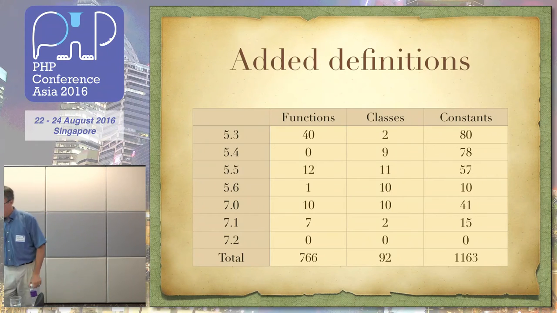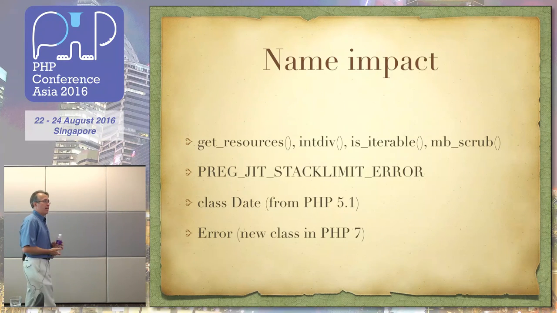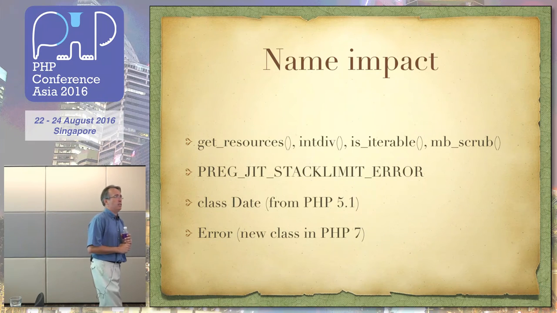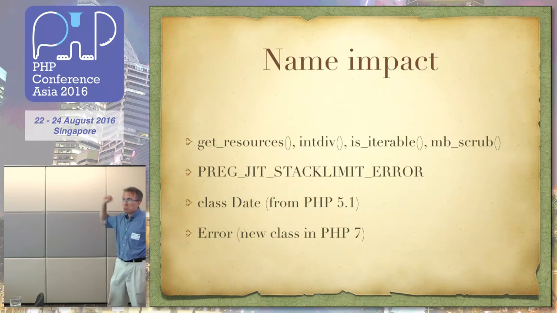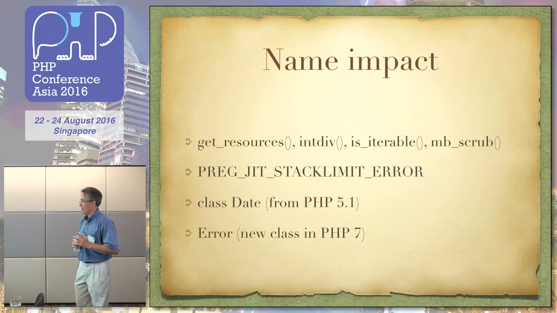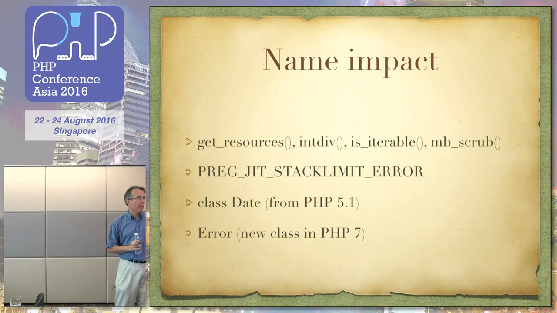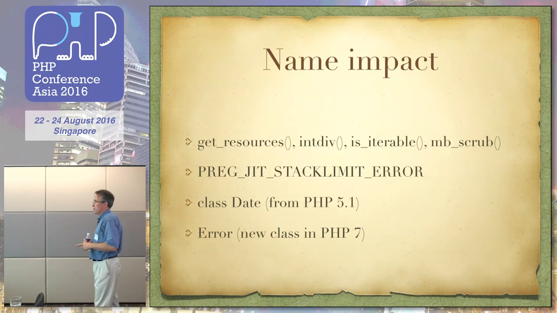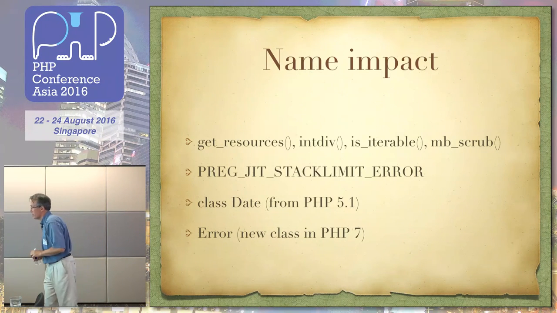Okay, so here are a few examples. get_resources, intdiv, easter trouble, mb_scrub. That's going to be interesting. I'm not sure you have a chance if anyone tried to have a name of a constant like PREG_JIT_STACKLIMIT_ERROR. This one, we're pretty safe.